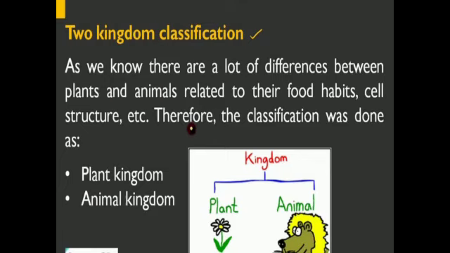Charles Darwin first described this idea of evolution. He was the first to describe the idea of evolution in 1859 in his book, The Origin of Species.